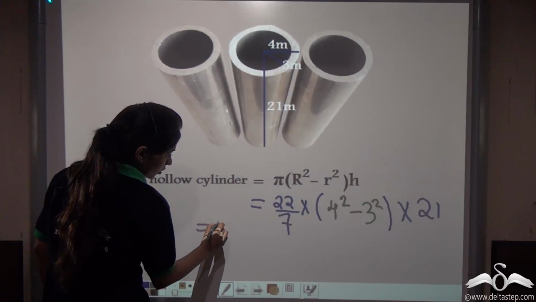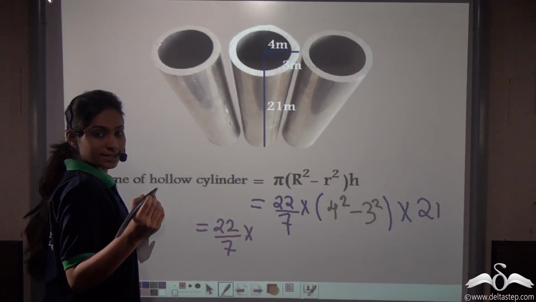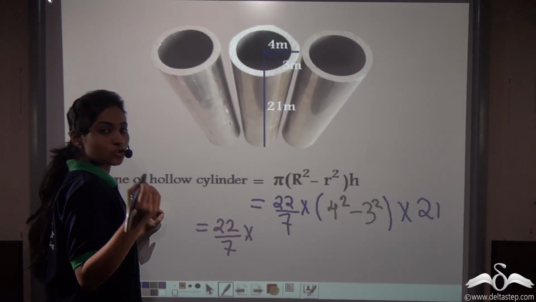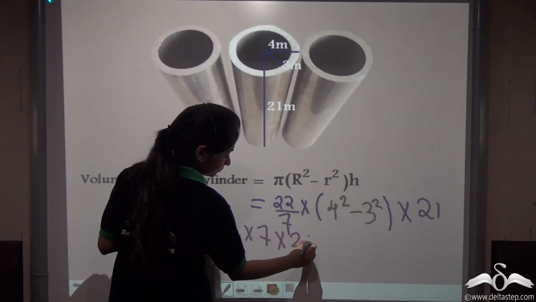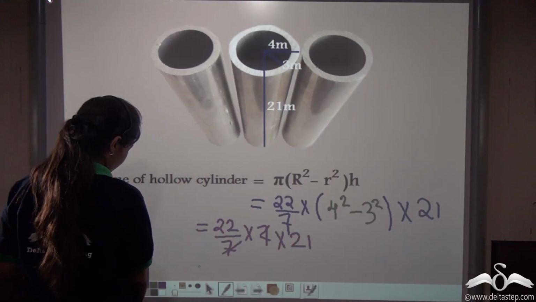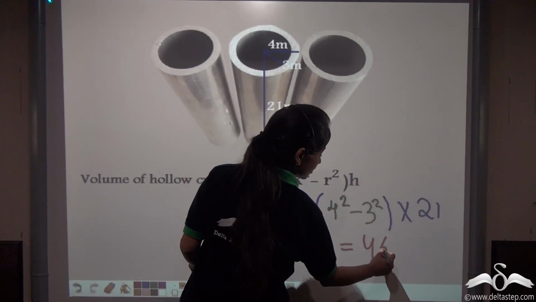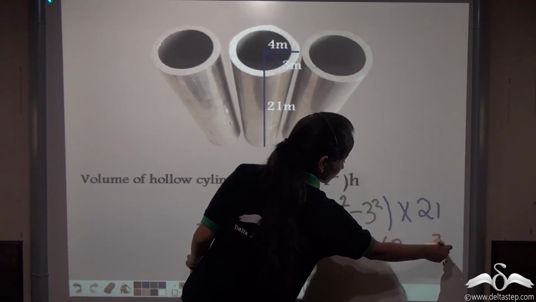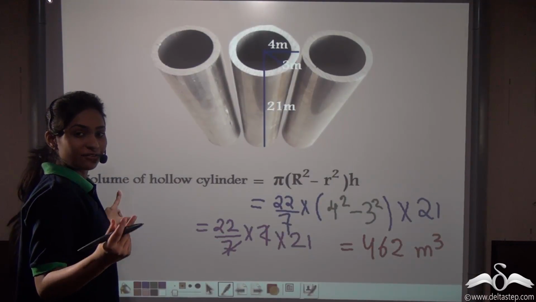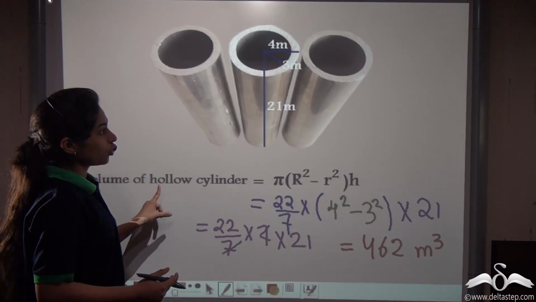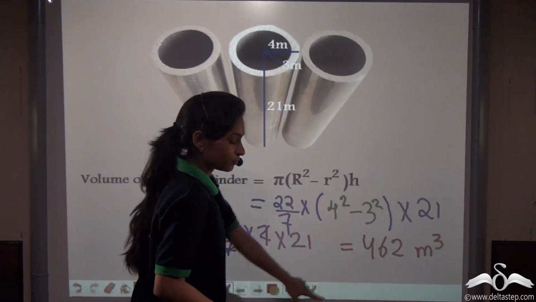or you get 22 by 7 into 4 square, that is 16, minus 3 square, that is 9. So 16 minus 9 is 7, into 21. So we get this as 462 meter cube. Why are we using meter cube? Because whenever we find volume of any figure, we use cubic units. So volume of this pipeline is actually 462 meter cube.